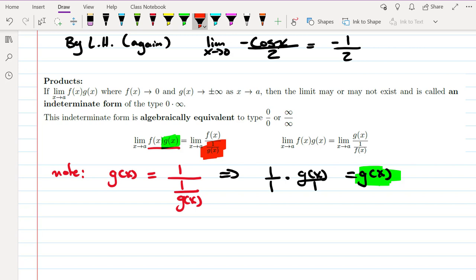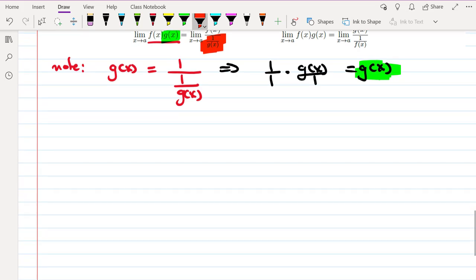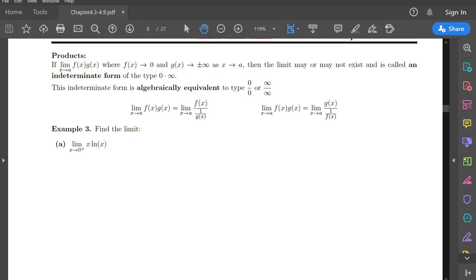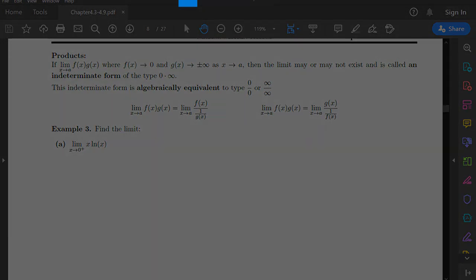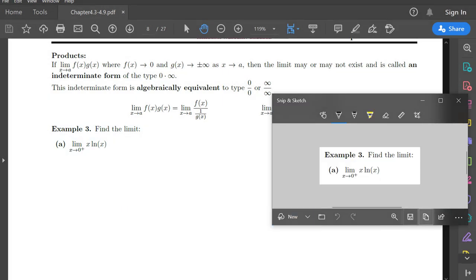Sometimes one method of rewriting it, that is writing it as f over 1 over g, will make the problem really, really easy. But writing it the other way, as g divided by 1 over f, will make it very, very hard, or vice versa. Unfortunately, there's no way to know in advance other than to look for some patterns. So let's go ahead and investigate a little bit. So let's take a look at our first example.